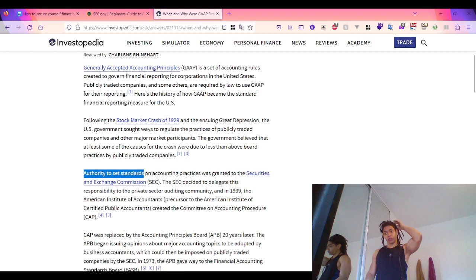Authority to set standards on accounting practice was granted to the SEC. The SEC decided to delegate this responsibility to the private sector auditing community. And in 1939, the American Institution of Accounting, precursor of the American Institute of Certified Public Accountants, created the Committee on Accounting Procedure.